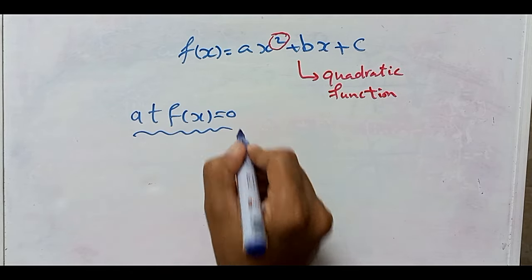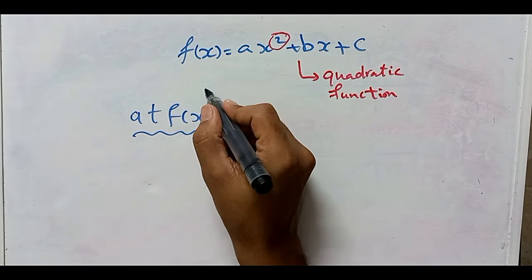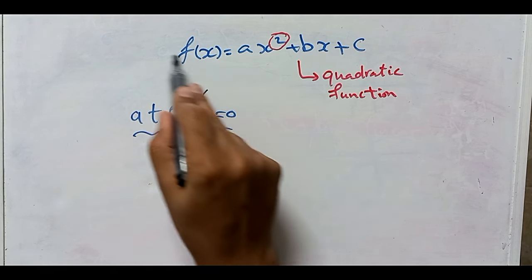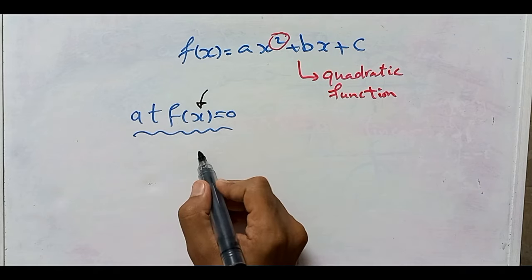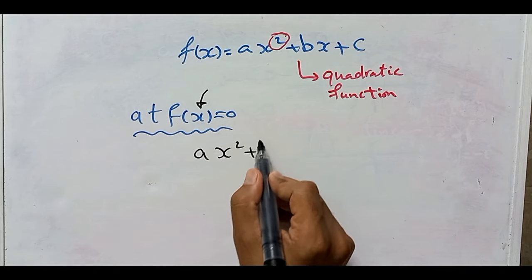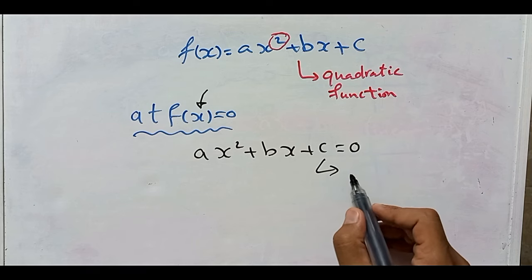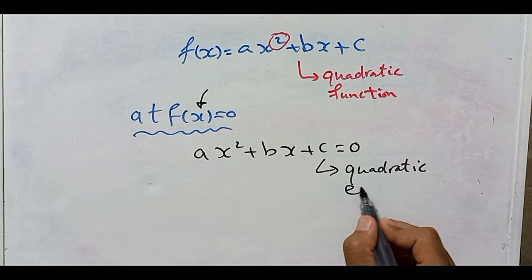So we search for the value of x. Listen to me. So we search for the value of x that makes the function equals to 0. So we have ax power 2 plus bx plus c equals 0. This is called quadratic equation.